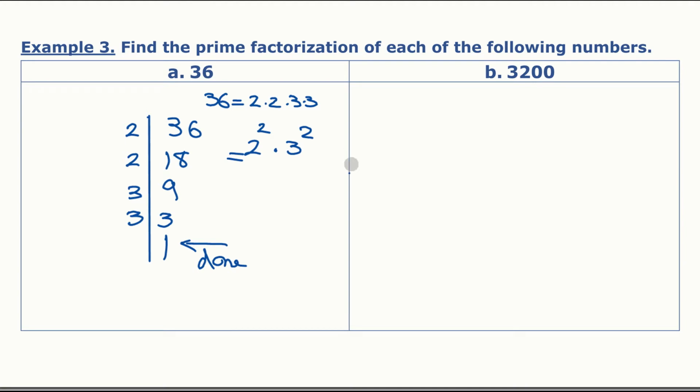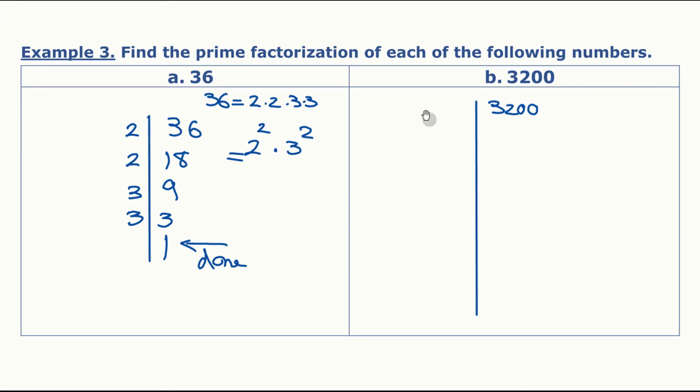So here's one for you to try. Go ahead and use the same technique that you just learned to find the prime factorization of 3200. It'll be quicker than you actually think. Go ahead and try it.